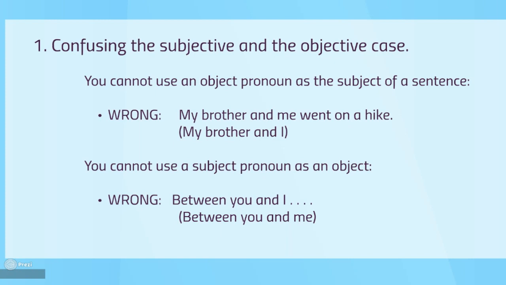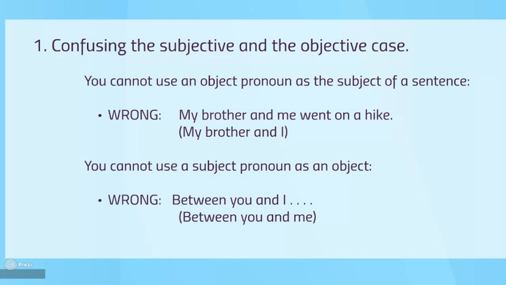So my brother and me is a subject. But we have an error here because me is an objective pronoun. So I would replace that with my brother and I. My brother and I went on a hike. This is probably the most frequent error that happens with objective and subjective pronouns, the compound subject. It would always be so-and-so and I rather than me.